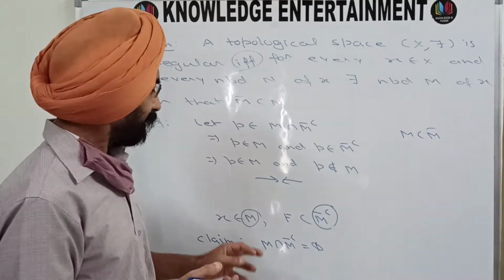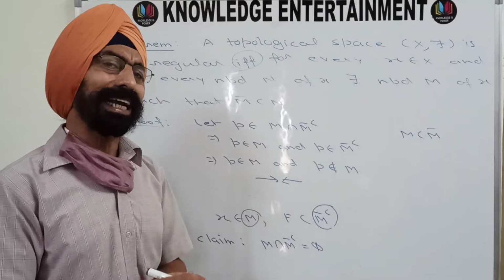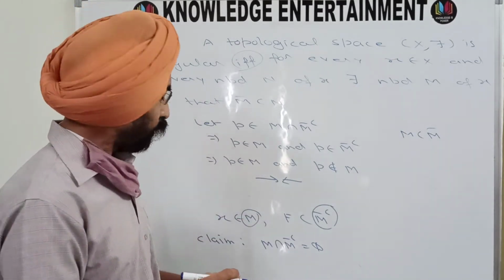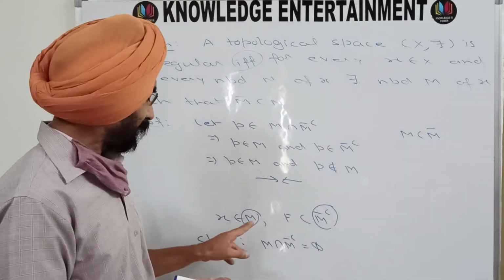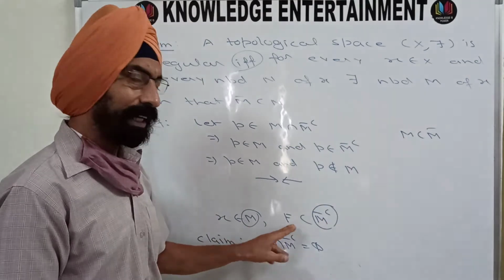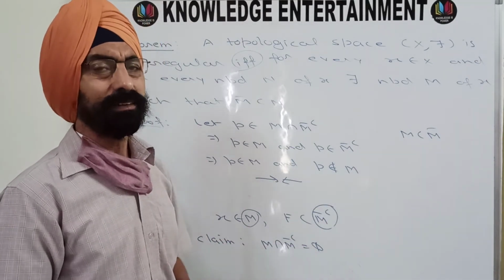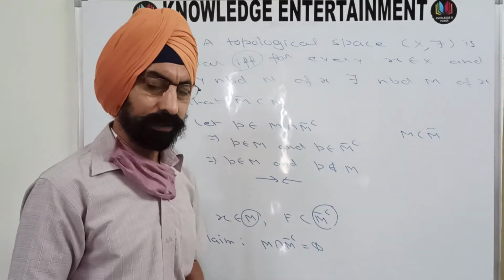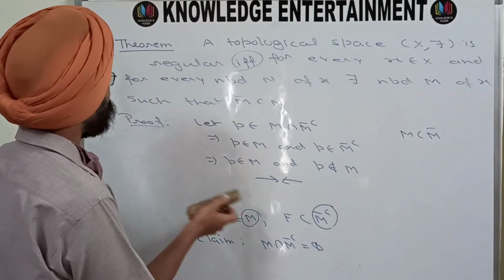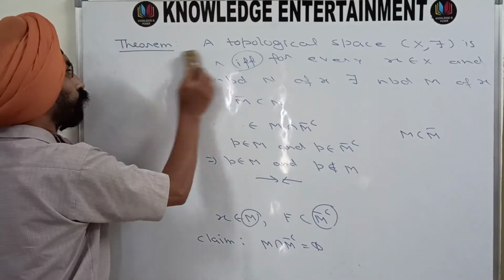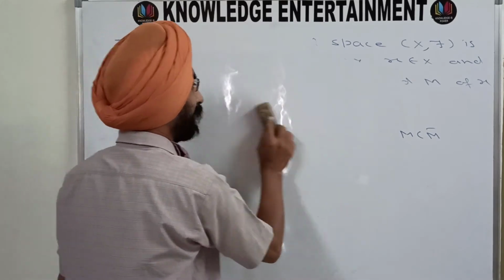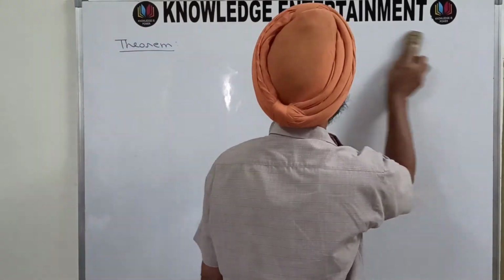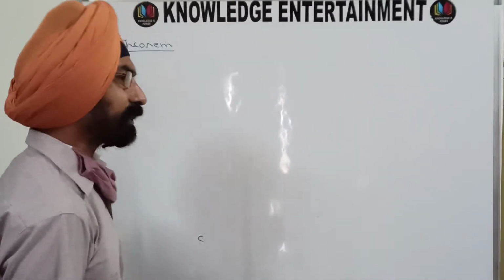So we have taken a closed set F and a point X not belonging to F, and we have obtained two open sets M and M bar complement, one containing X, another covering F, and their intersection is phi, which makes the space regular. So this was the first theorem that we proved today, and now I'll move on to the next theorem. Write down the statement first.